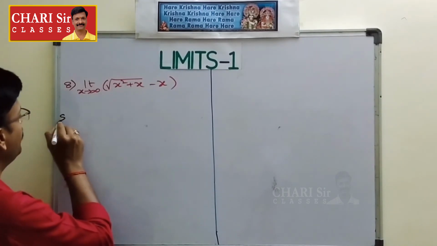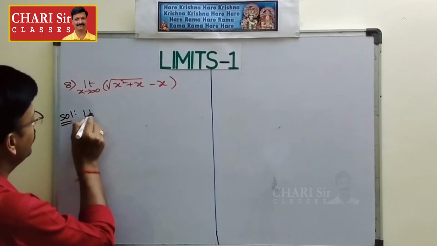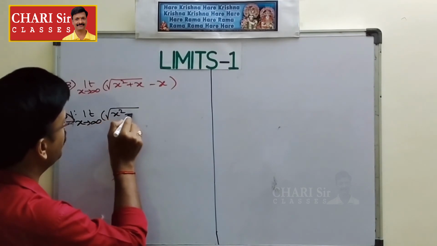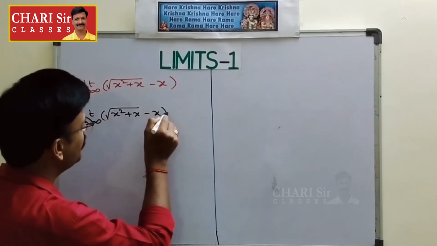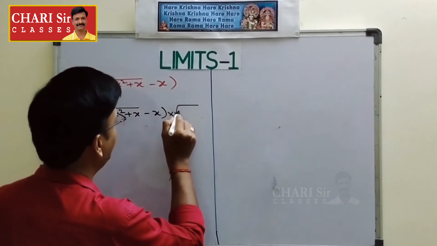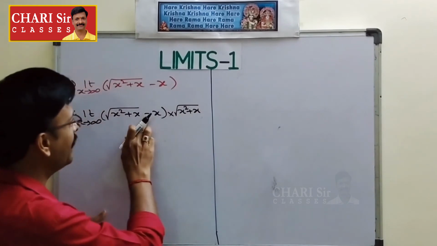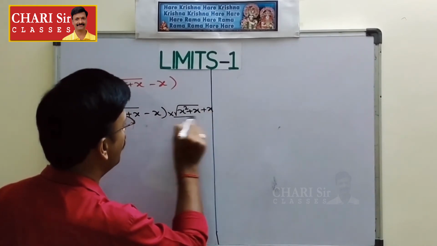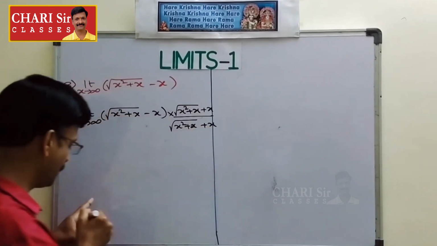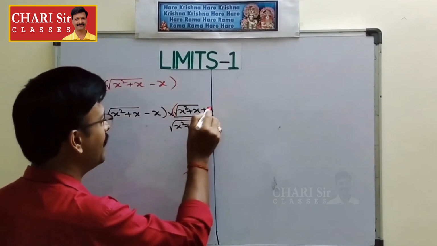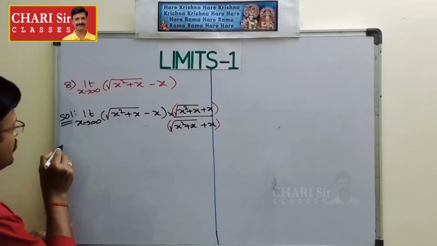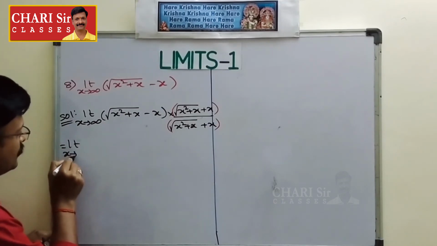So solution will be like this: limit x tends to infinity, root of x square plus x minus x, you need to multiply with the rationalizing factor, that is root of x square plus x plus x by root of x square plus x plus x, means with the rationalizing factor we are multiplying the term and we are dividing the same. So what it will come? So that is limit x tends to infinity.